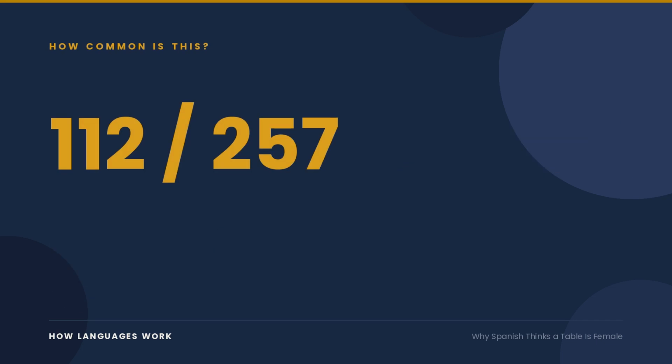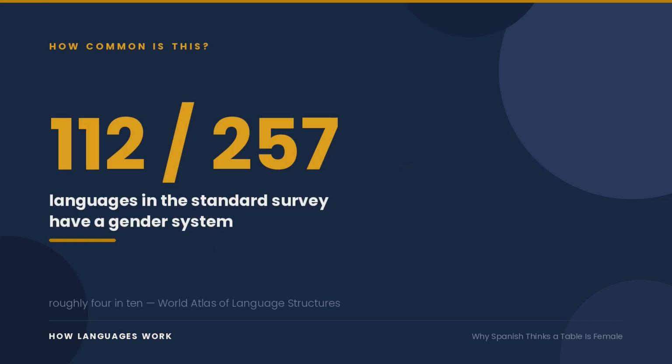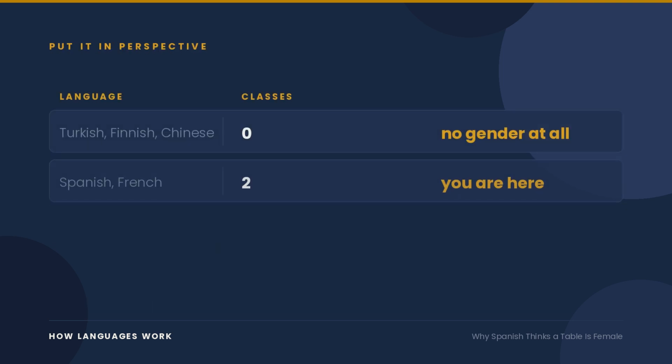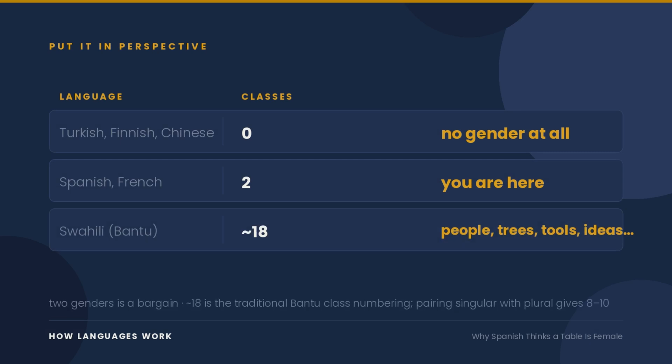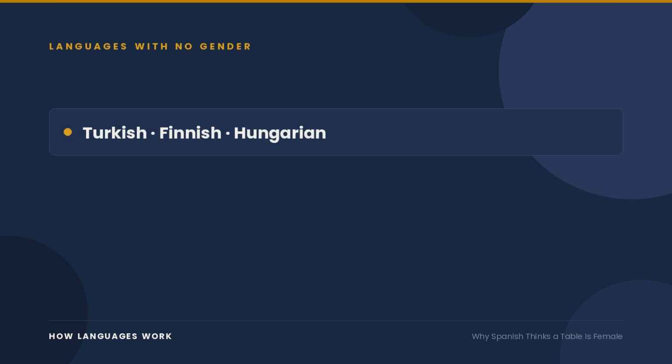Zoom out, and the whole thing gets easier to forgive. Roughly 4 in 10 of the world's languages have some kind of gender system. In one standard survey, 112 languages out of 257. And some languages go much further. Swahili and its Bantu relatives sort nouns into classes traditionally counted at around 18, separate categories for people, for trees, for tools, for abstract ideas. Next to that, two genders starts to look like a bargain, and plenty of languages have none at all.